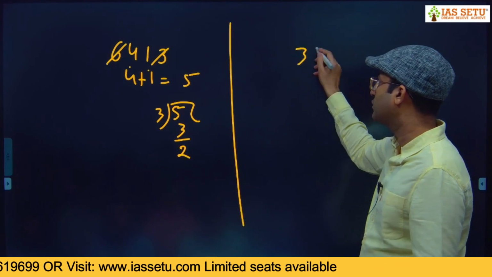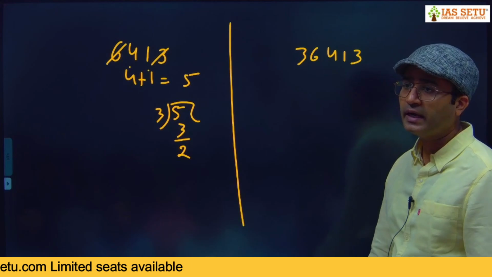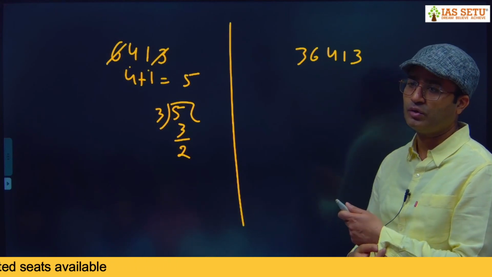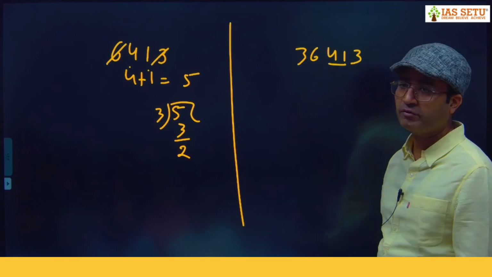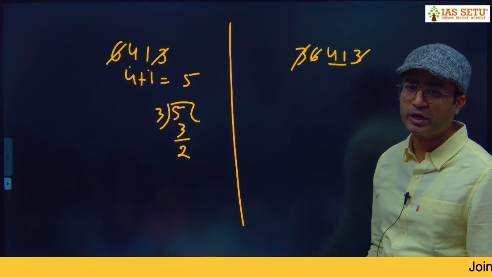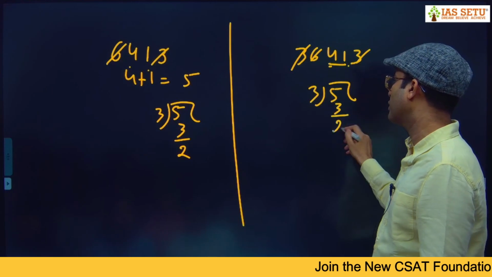Now you try. 3, 6, 4, 1. Tell me if this number is divisible by 3, yes or no? No. Then what is your remainder? 2. Only 4 and 1 will decide. 3 and 6, 3 you can ignore. 4 plus 1, 5. 5 divided by 3, your remainder is 2.